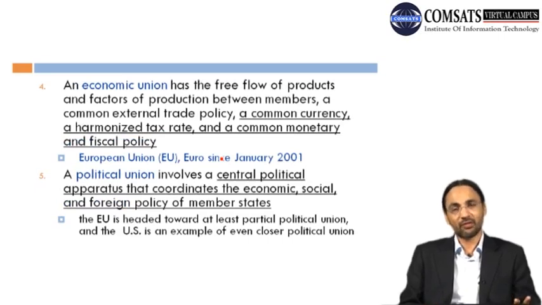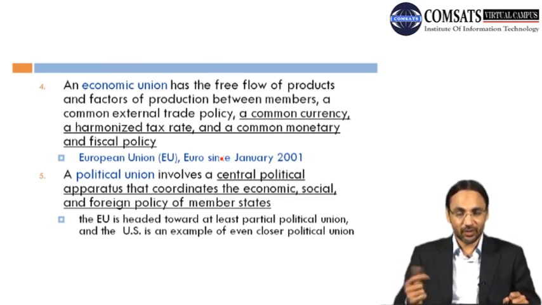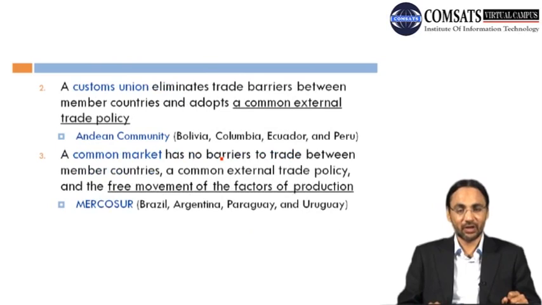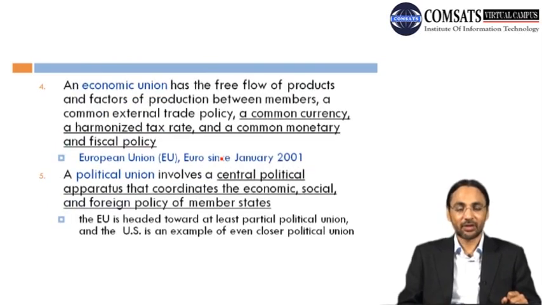Okay, the fourth level of regional integration is the economic union. Economic union again has free flow of products and factors of production between members, like we have seen before. Common external trade policy, like we have seen in the customs union, but besides these things, a common currency. They have a common currency, a harmonized tax rate, a common monetary and fiscal policy.